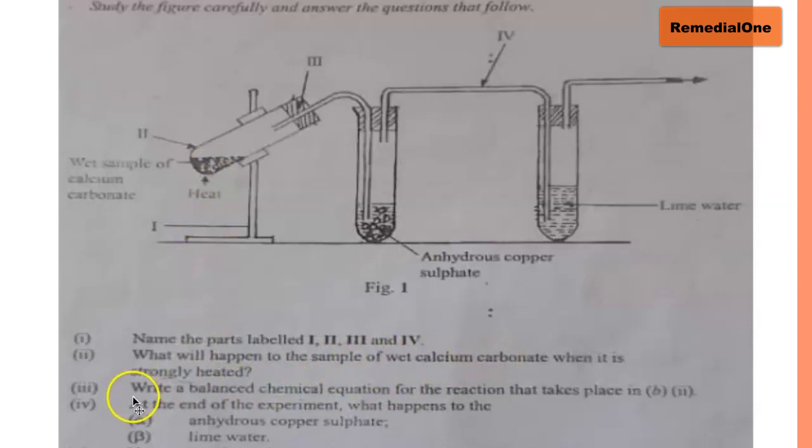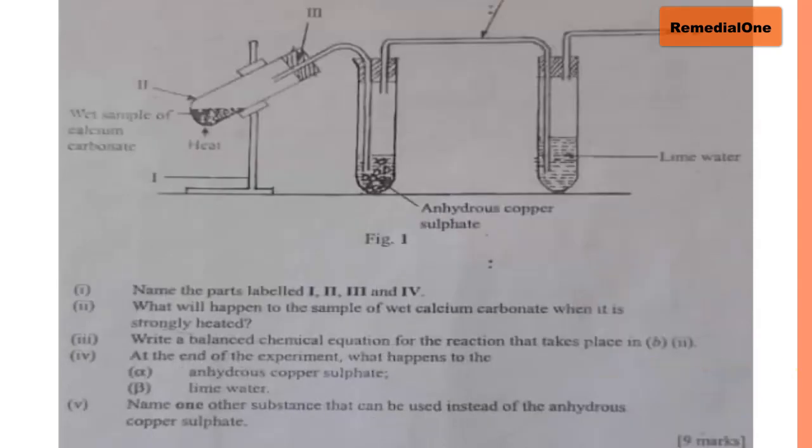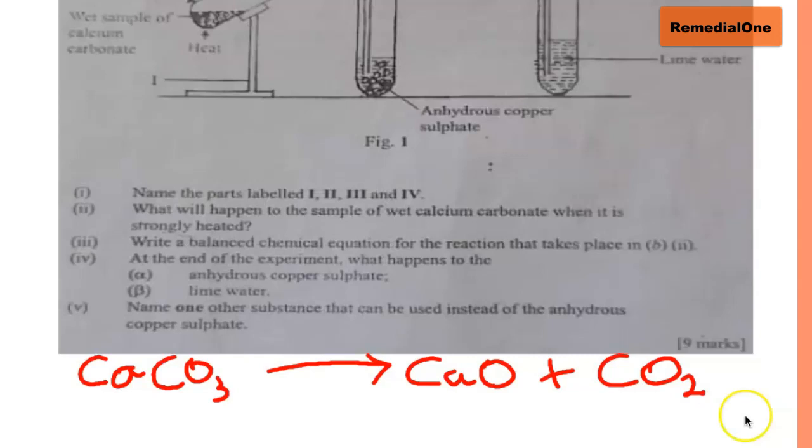Then III. Write a balanced chemical equation for the reaction that takes place in B I. So as I said, when you heat the sample of calcium carbonate and continue to heat it, there is a reaction. So this is the formula for calcium carbonate, CaCO3, solid.